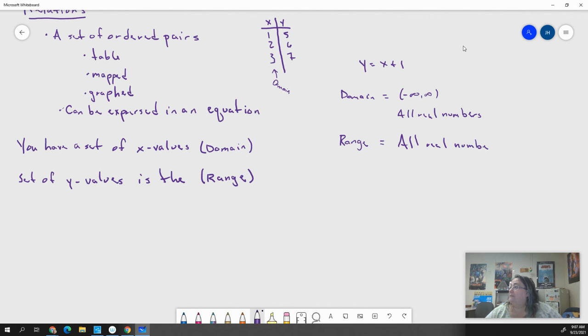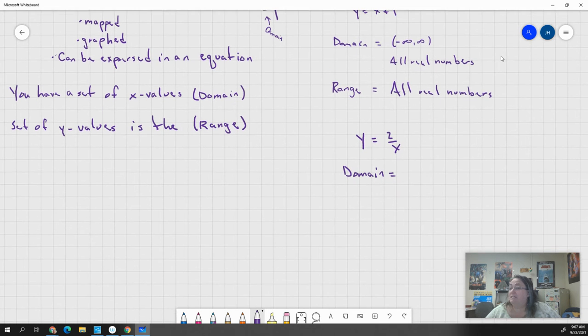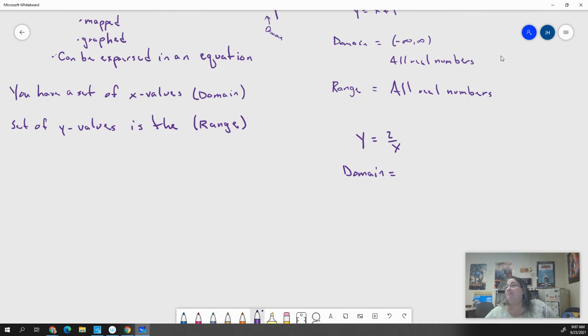If I have, say, a problem like y equals 2 over x, there's one thing my domain can't be. What can my x not be ever in a fraction? What can I never have as the denominator? What's that one number we can't divide by? Because this is saying 2 divided by x. What's the one number? Look at all of you throwing it in there. I love that, right? X can't be 0 in a denominator. We can't divide by 0. So in this case, my domain would be all real numbers except for 0.